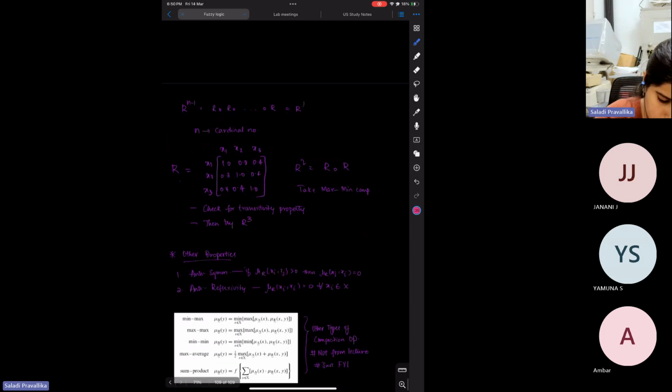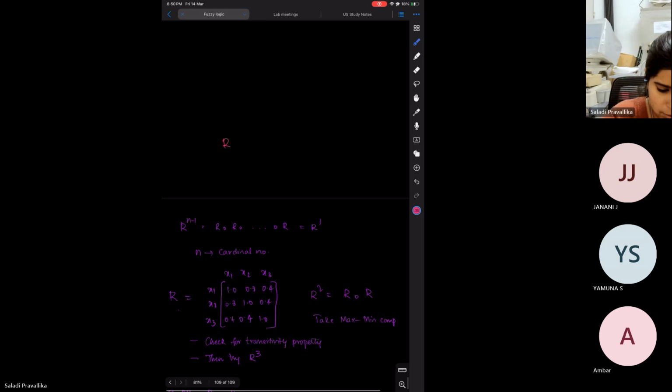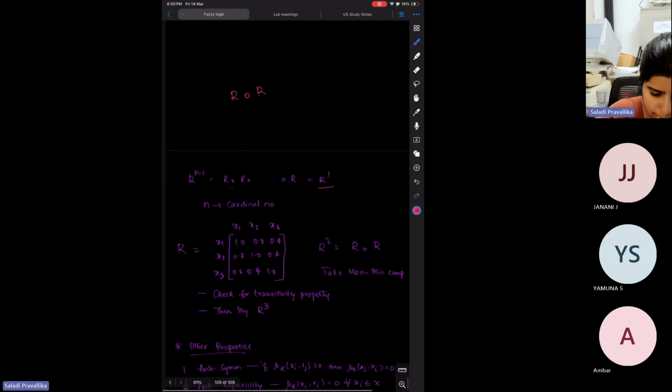Now let us look at this. So here, if we have two relations R and R, the same relation, and you are taking the composition between them, then you'll get some value. Similarly, once you do multiple compositions for the same relation over and over again, for n minus 1 times, then you write it as R to the power n, where n is a cardinal number.